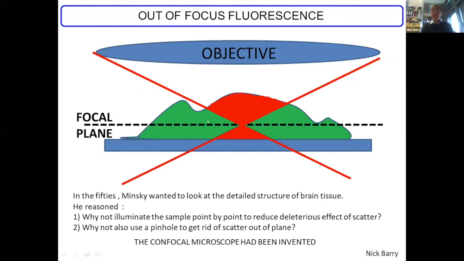Even if you focus down to a single spot, so here's our target focal plane, you focus all the light down to a single spot there, you can see that above and below the spot is all being hit with the excitation light, and that's all generating out of focus fluorescence.